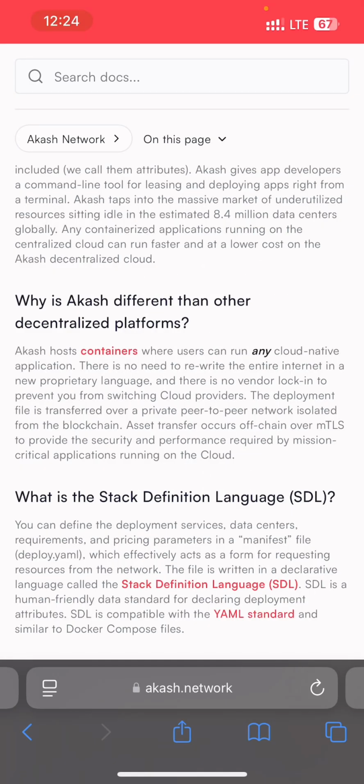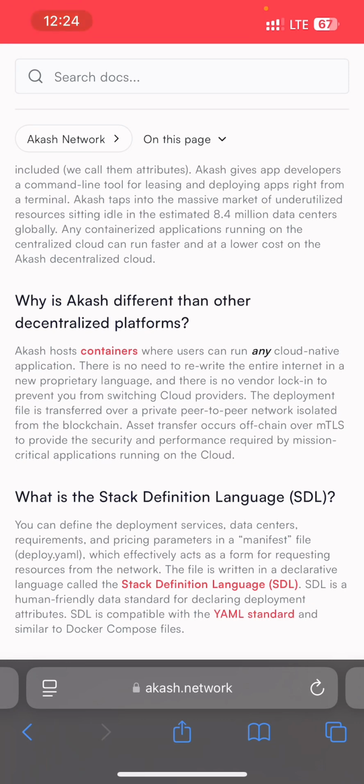So, guys, what is the stack definition language? The stack definition language is a declarative language, and it is a human-friendly data standard for declaring deployment attributes. You can use it to define the deployment service, the data center requirements, and the pricing parameters in a manifest file. And then the stack definition language is also compatible with the YAML standard and similar to a Docker Compose file. So that is what the stack definition language is. Yes, it is a declarative language.